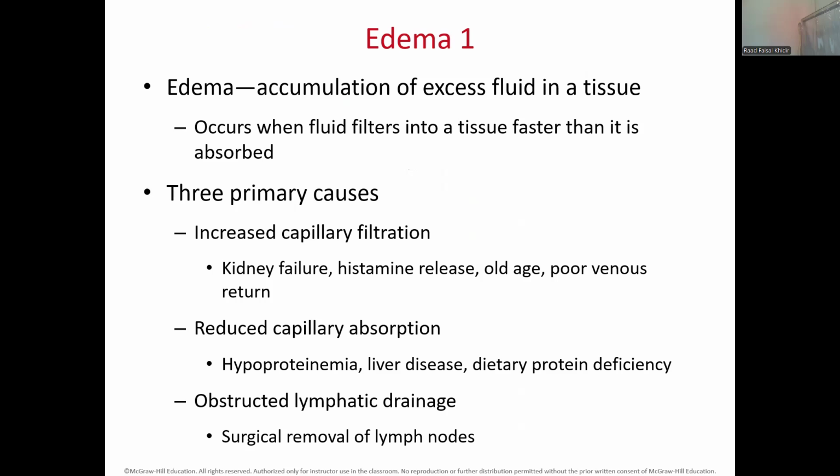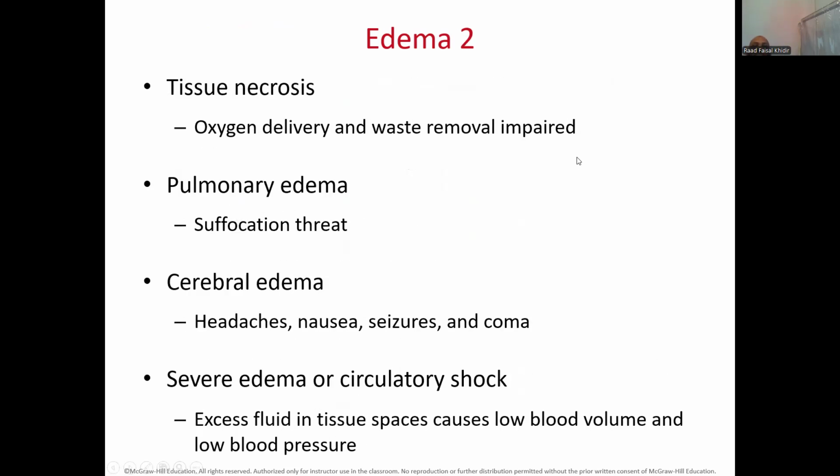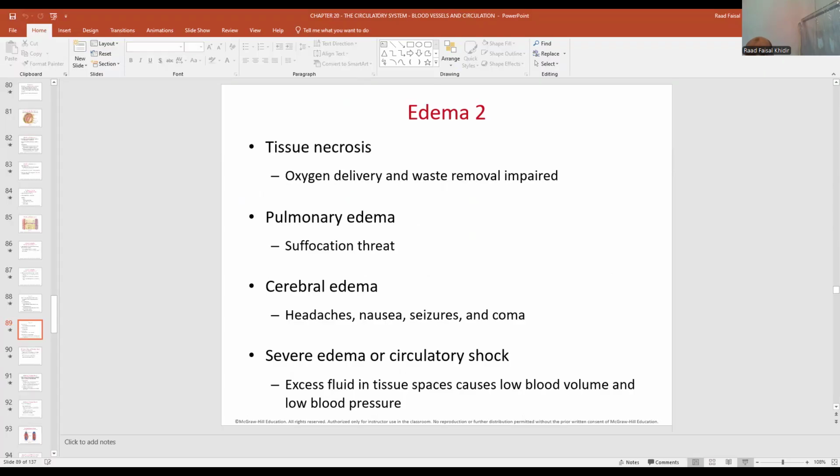Reduced capillary absorption. So we have the same rate of filtration, but a complete failure in reabsorption. And obstructed lymphatic drainage. So the lymphatic system that runs parallel to our venous system is not working. So that's going to lead to edema. These are the three causes that give you edema. If somebody has edema, it's one of these causes. Also, tissue necrosis, pulmonary edema, and cerebral edema are different kinds of edema that we are dealing with.